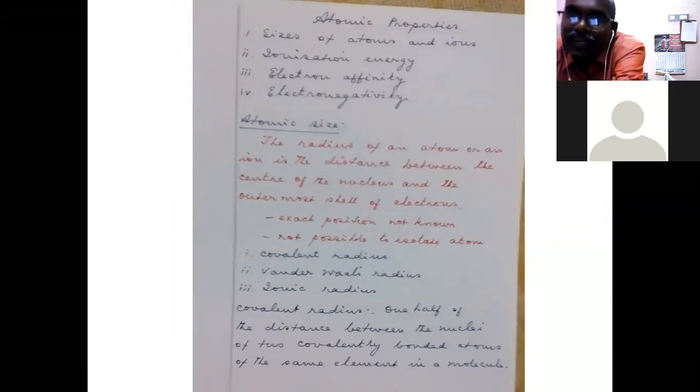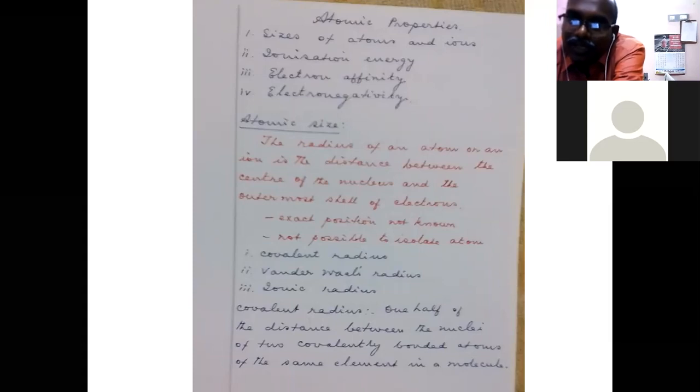Atomic size is the radius of an atom or an ion. It is the distance between the center of the nucleus and the outermost shell of electrons. Electrons are very small subatomic particles, and according to Erwin Schrödinger, an electron is a wave in a three-dimensional box. An orbital is a three-dimensional boundary in which the probability of finding the electron is maximum. The exact position of the electron is not at all known.